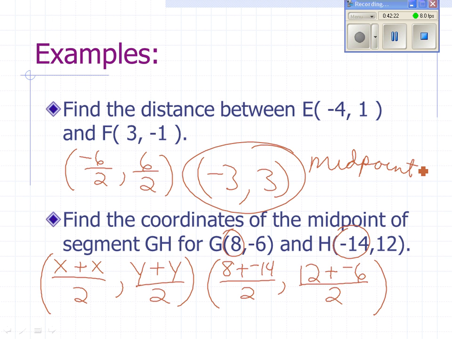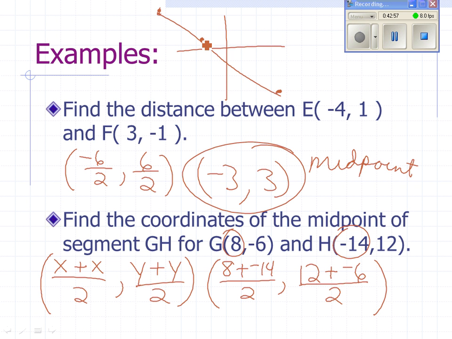So if we actually drew this segment, if I came up here and made our little grid, and we went 8, negative 6, somewhere down in here, and then negative 14, be way over here somewhere, 12, somewhere way up in here, and we connected those, our midpoint should be about negative 3, 3. Looks like my line's way off, but the midpoint looks like it should fall somewhere there. My graphing's not very good.